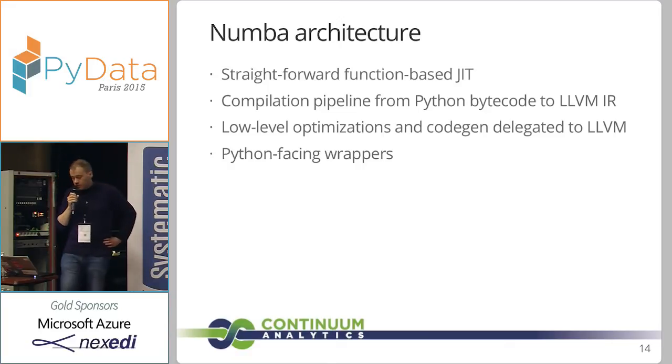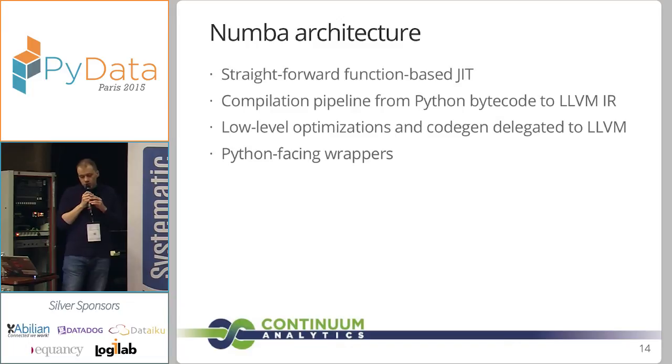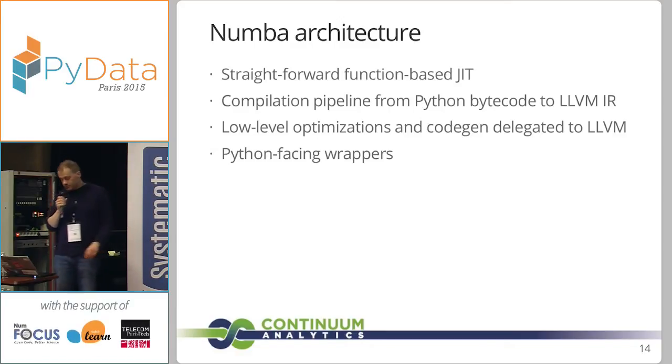As I said, the low-level optimizations, such as inlining and so on, are delegated to LLVM. We still try, of course, to emit code that is nice and well-behaved enough so that LLVM can apply those optimizations. So there is some cooperation with the compiler. And in the end, we also compile Python-facing wrappers, because we first compile a low-level native function, which represents your Python function. And then we have to compile a wrapper because we have to expose it to CPython so that you can call it with Python types.